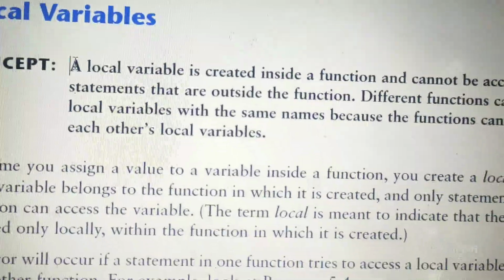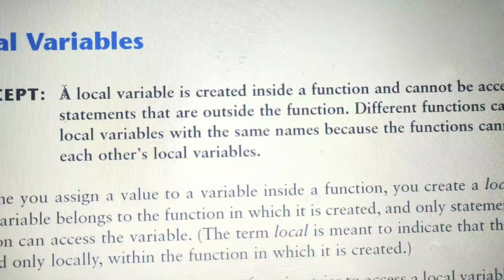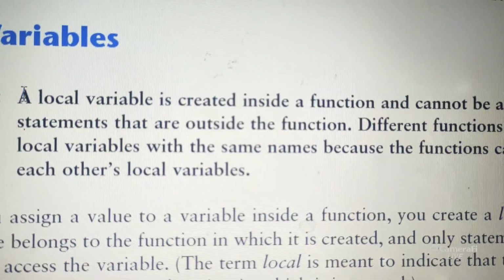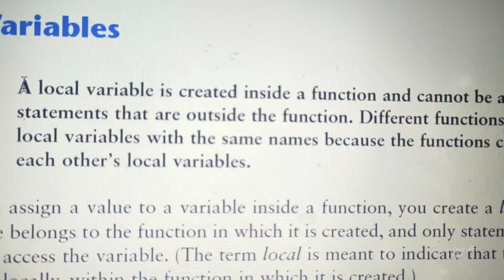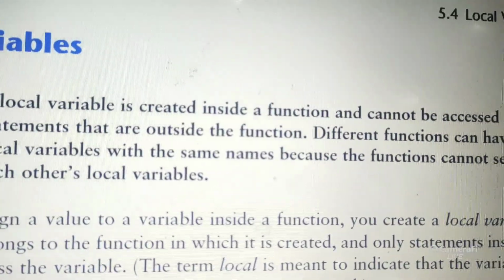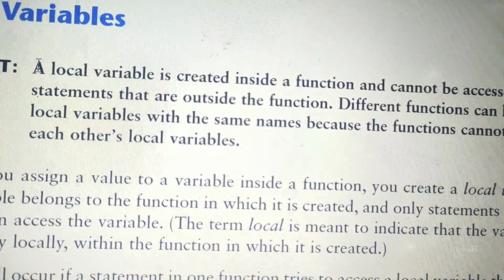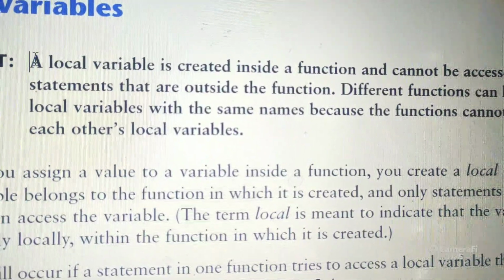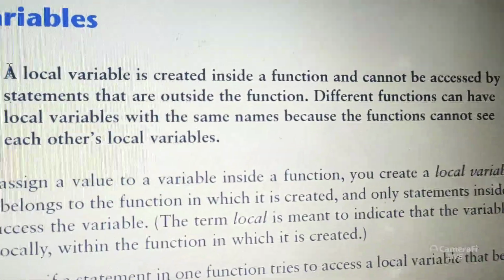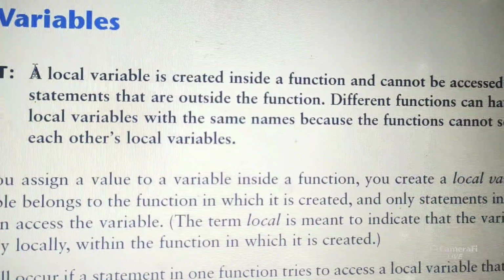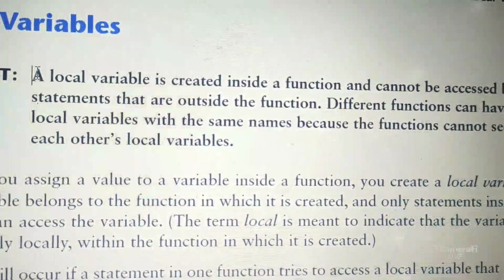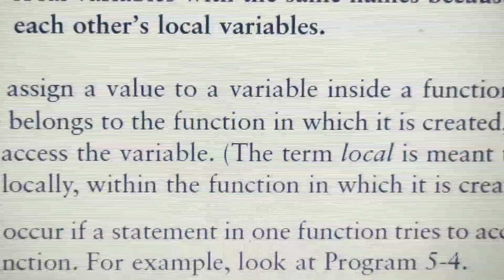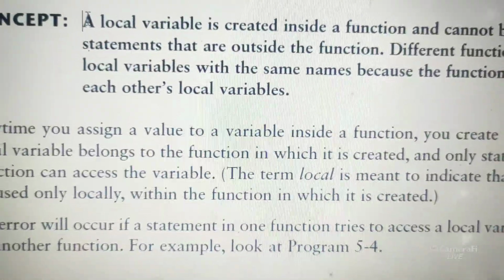A local variable is created inside a function and cannot be accessed by statements outside the function. Local variables are declared inside the function and must be used within the function. If you use them outside, you get an error. Different functions can have local variables with the same name because functions cannot see each other's local variables.